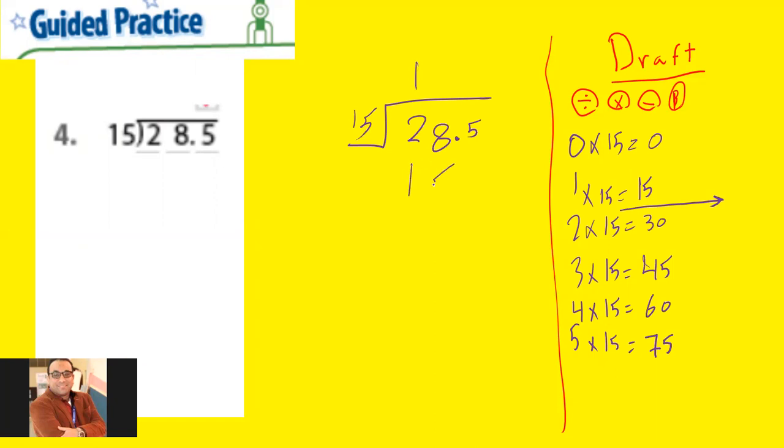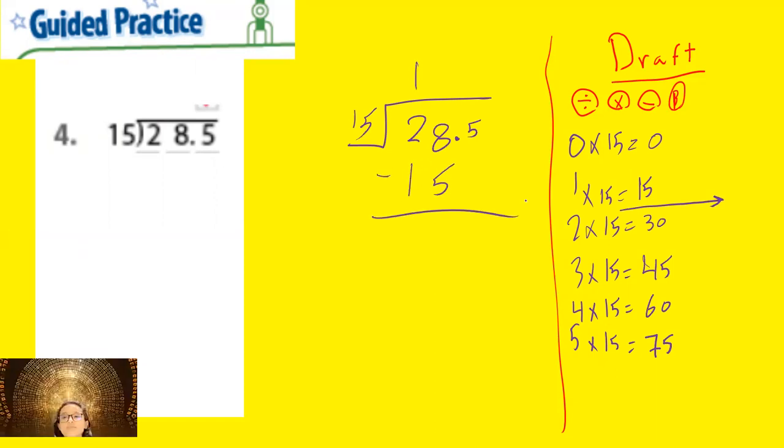1 by 15 equals 15. Subtract. 15, subtract. 8 minus 5, 3. 2 minus 1 equals 1. 13 is less than 15, so we will bring down 5.